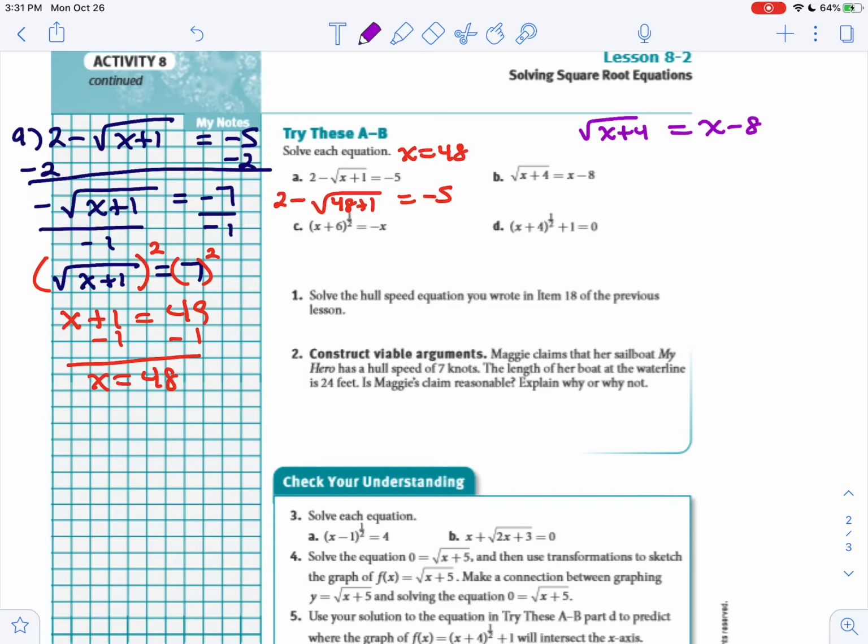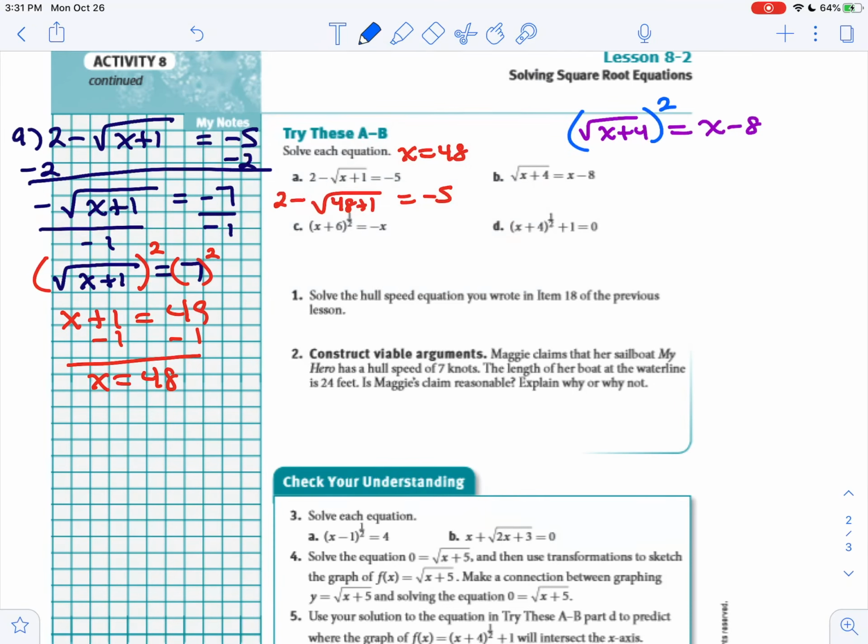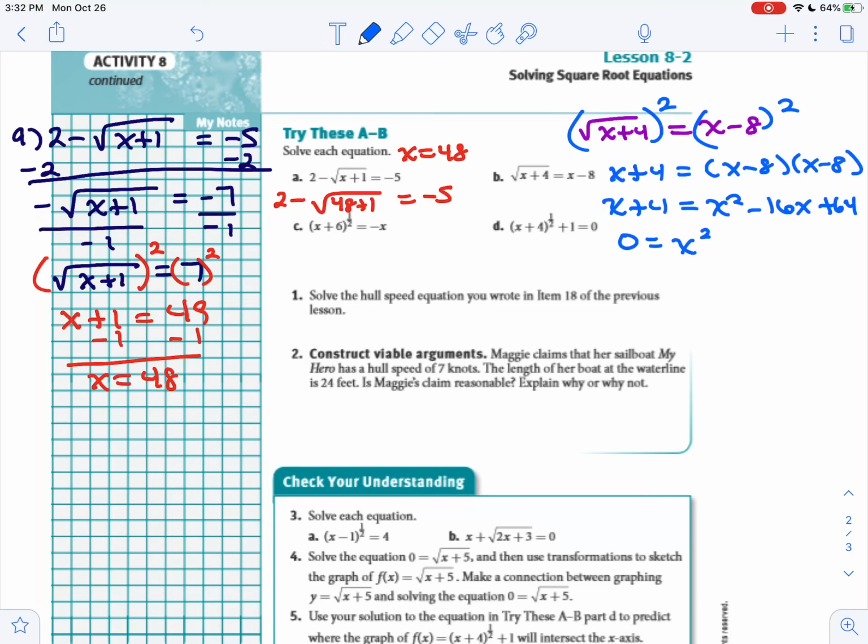Part B, we have the square root of x plus 4 equals x minus 8. This time we have a binomial on the right. And when we go in to square both sides, since it's already isolated, we can go right to that step. We're actually squaring a binomial. Be careful there. We'll pull out the x plus 4, but now we have x minus 8 times itself, x minus 8. X plus 4 equals x squared minus 16x plus 64.